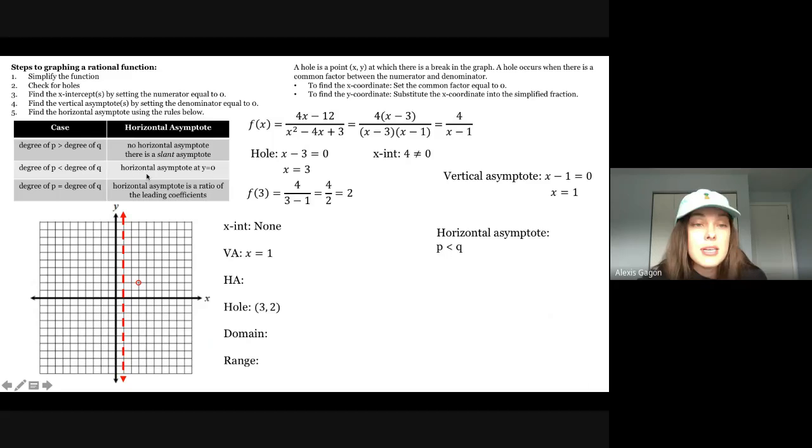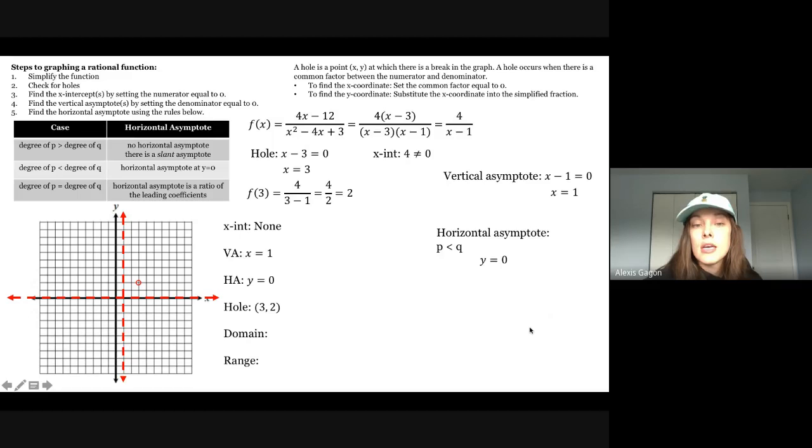But if P is less than Q, look over at our chart, that means we have a horizontal asymptote at y equals 0. That's the easiest horizontal asymptote. It just tells you it. So then our horizontal asymptote's y equals 0, which is going to be right there, which makes sense why we don't have an x-intercept, because you can't cross that.